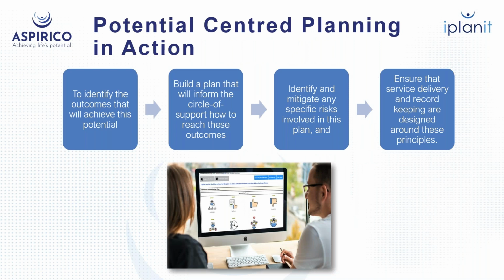So an example of potential-centred planning in action would be, firstly, to identify the outcomes that will achieve this potential, then build a plan that will inform the circle of support how to reach these outcomes. Next, identify and mitigate any specific risks involved in the plan. And then finally, ensure that service delivery and record keeping are designed around these principles.